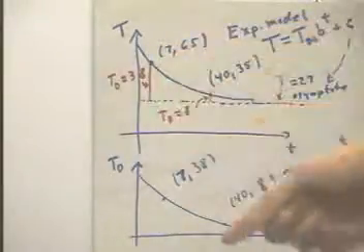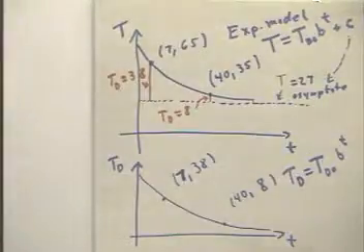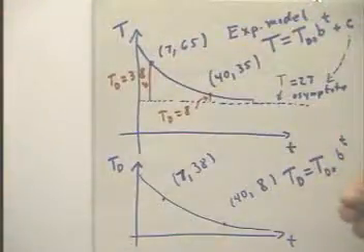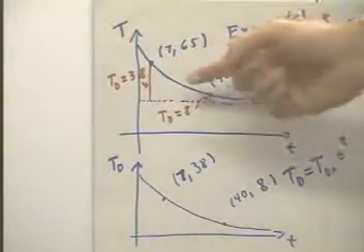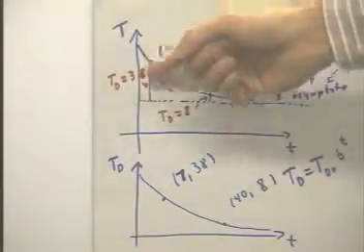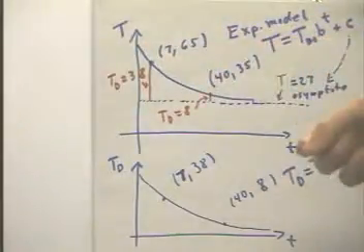Remember, it's the temperature difference that counts because that's what makes the temperature change. The greater your temperature difference, the greater your rate of temperature change, so the greater the slope of the graph, and we can certainly see that that's true. Greater temperature difference here implies a greater slope than here where the temperature difference is less.